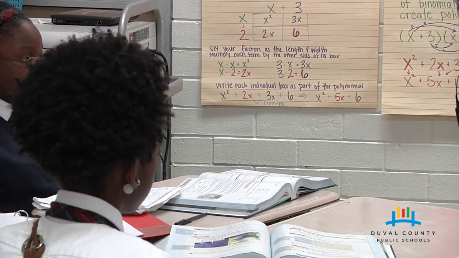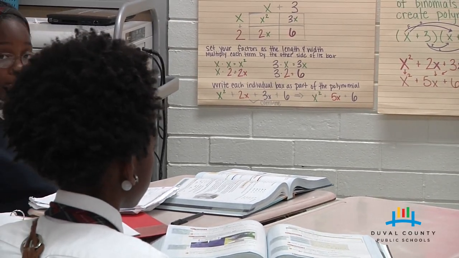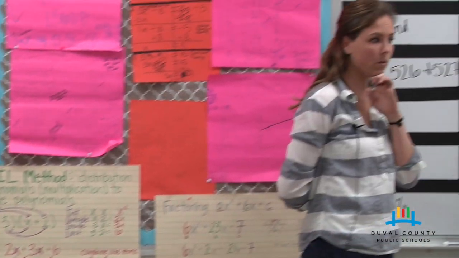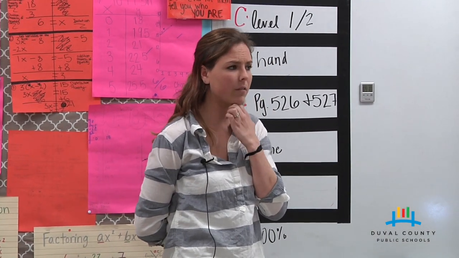First, you want to recognize, is it a perfect square? If it is, then you can find that decimal. If not, don't worry about it. Did I answer your question? I feel like I might not have.